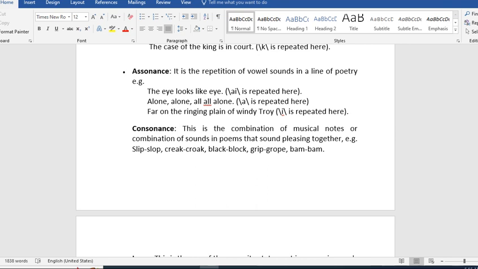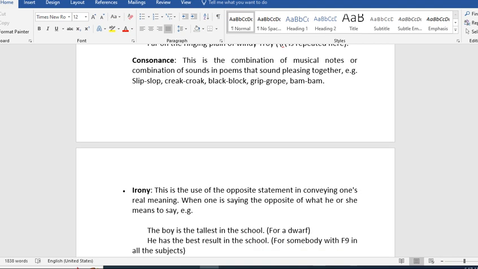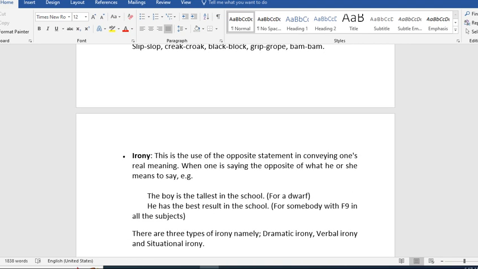The next one is consonance. This is the combination of musical notes or combination of sounds in poems that sound pleasing together. Examples: slip slop, creak croak, black block, grip grope, bam bam. That is consonance. Even if you look at the meaning of the word, you will understand it like that.